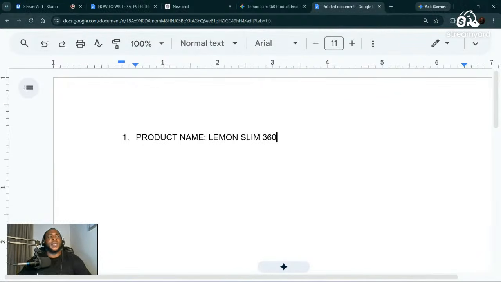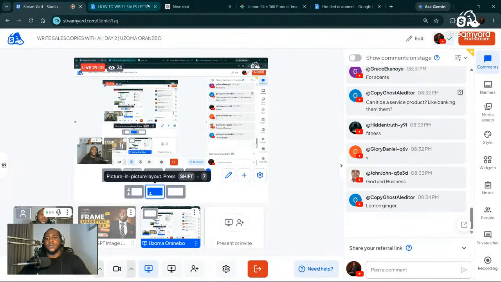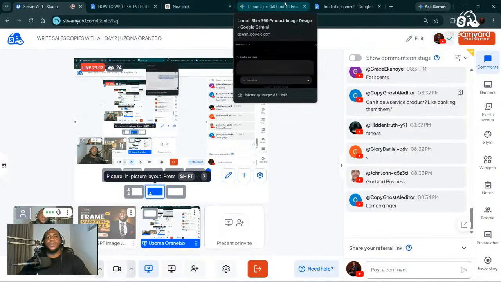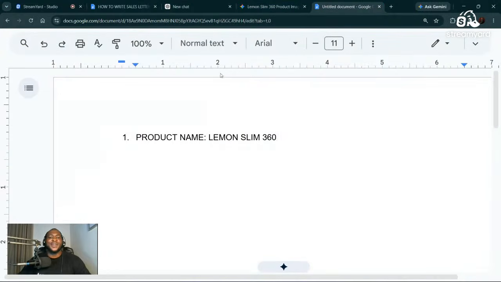I hope I'm sharing my screen. Okay, lemon ginger. Oh, lemon ginger. All right, let's use Lemon Slim. Let's use Lemon Slim 360.